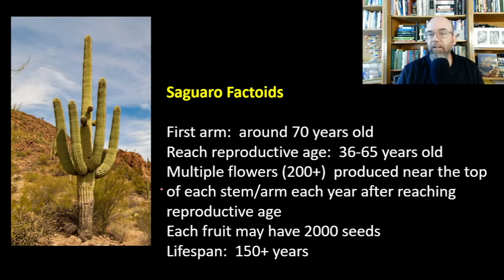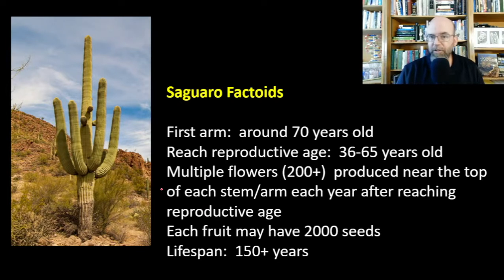They reach a reproductive age a little bit earlier. So anywhere between 35 and 65 years is sort of the range for when they become reproductive. Remember, for a plant to become reproductive just means making flowers, which enables them to make seeds and therefore produce offspring. So they're waiting at least 35 years before they even attempt to reproduce themselves.